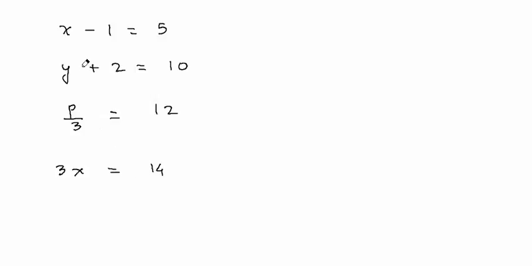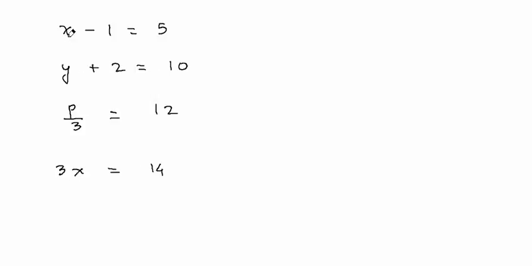Now, in a linear equation, there can be only one answer to the problem. For example, if you look at the first equation, there can only be one number, in this case 6, that can fit into this place of x, so that you take away 1, you get 5. There's no other number that can replace this x. And the same goes with the other equations as well.